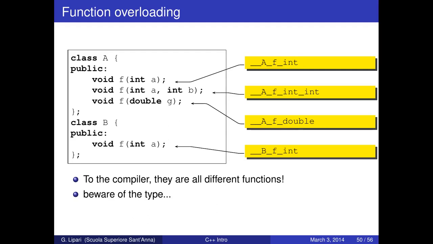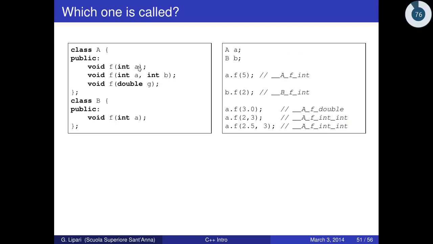Okay? Now be very careful about these integer types here, because there are some strange rules when you want to convert from one type to another. So let's see which one is called. Suppose you have class A and class B. Class A defines three functions with name f, and class B defines one single function f. And you have two objects, a and b, and we write a.f of 5. Which function is called? Of course, the first one.